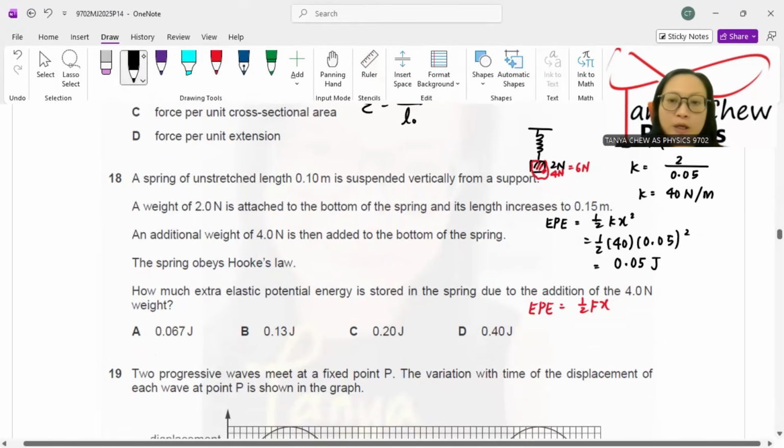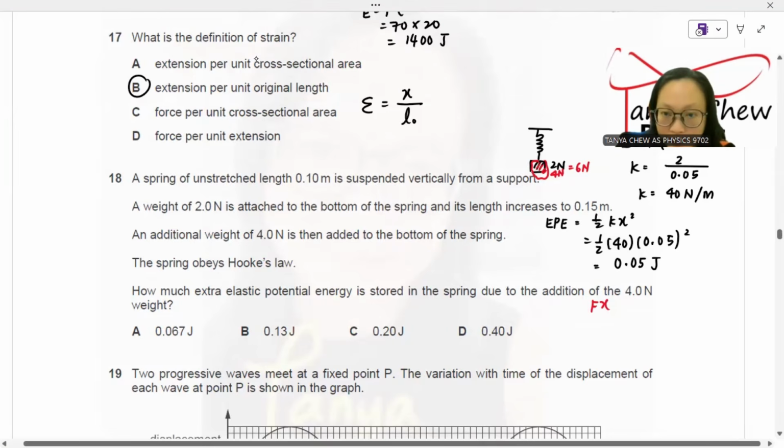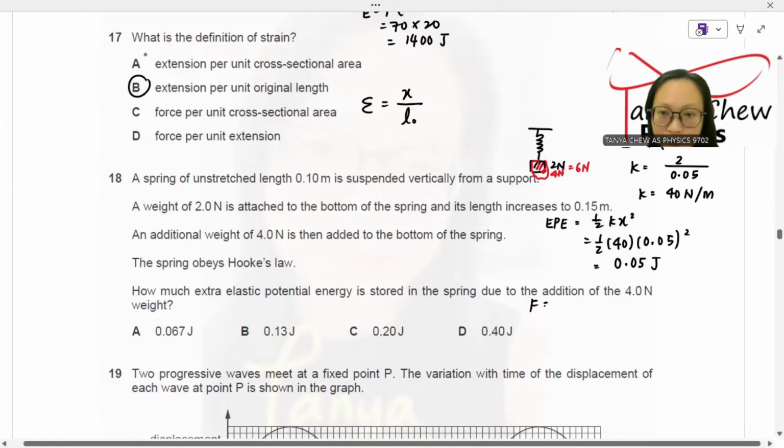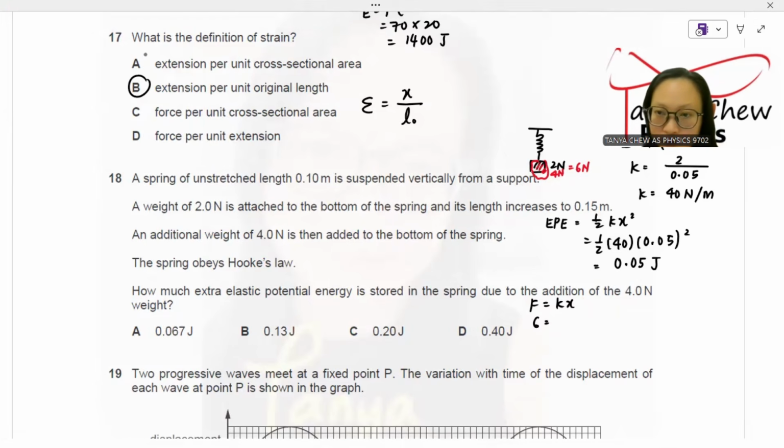I am using Hooke's law again. I know this is the same spring that I'm using. F equals kx. I want to find my extension. So the force now would be 6 Newton, spring constant 40, and I find my extension. So the extension is 6 divided by 40, and I got 0.15 meter.